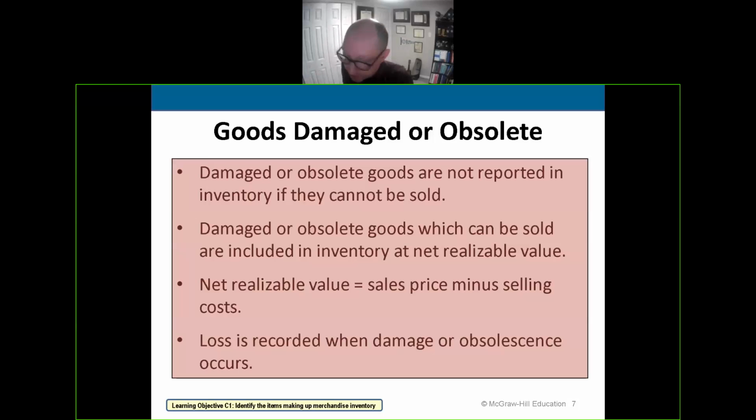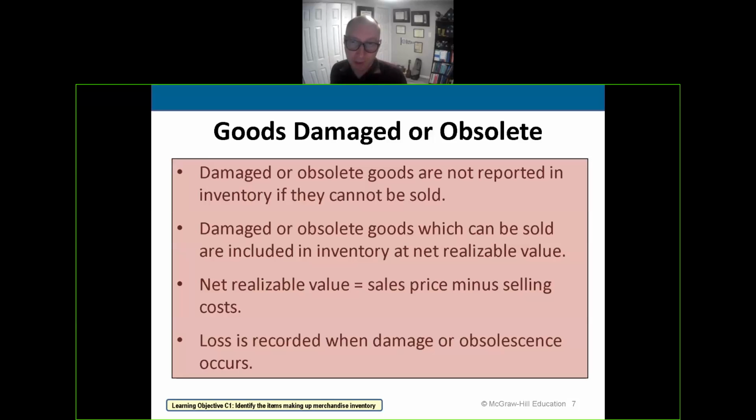Now, sometimes I can sell damaged goods. Let's say I got a refrigerator I'm selling and it's dented. Just because it's dented doesn't mean it doesn't still work. It still works. It's just dented. Okay? So it's damaged, right? I can still sell it, but I'm going to sell it at a reduced cost. I'm going to sell it at its net realizable value.